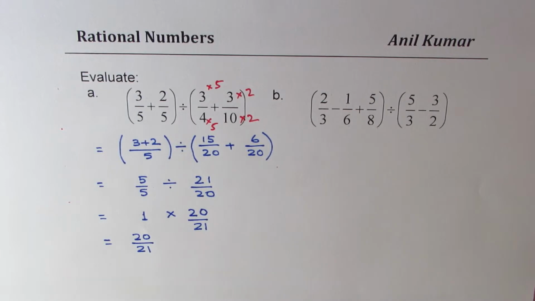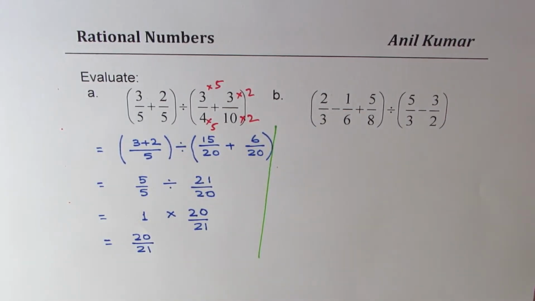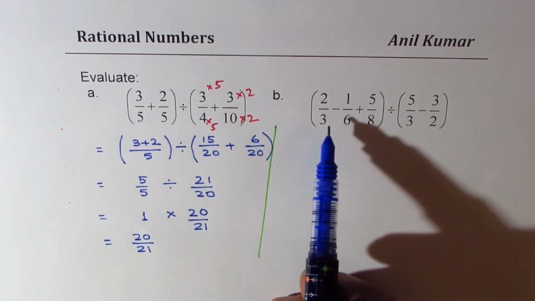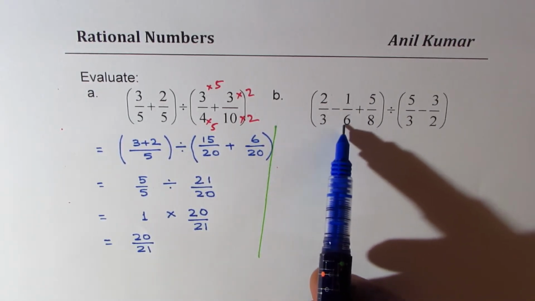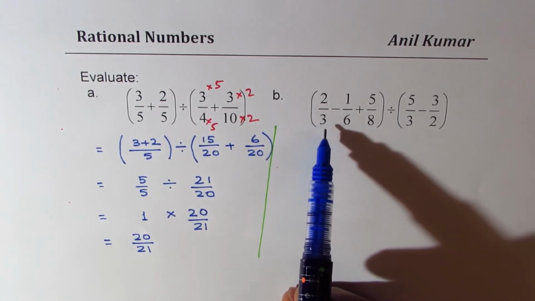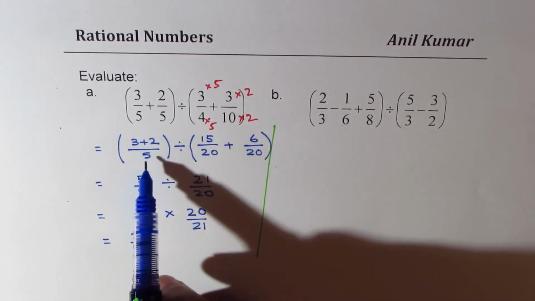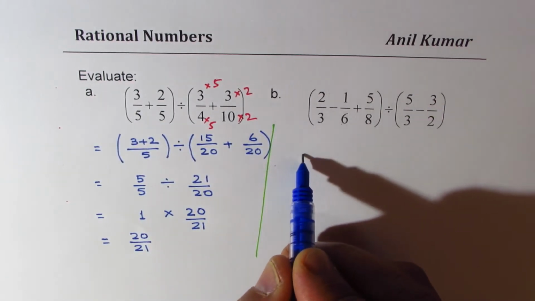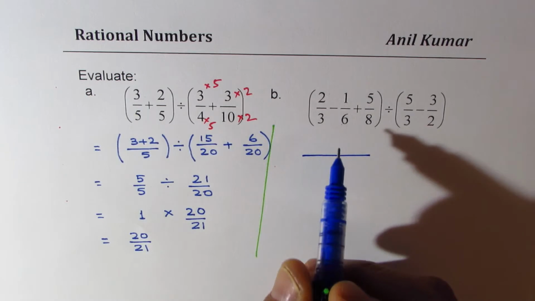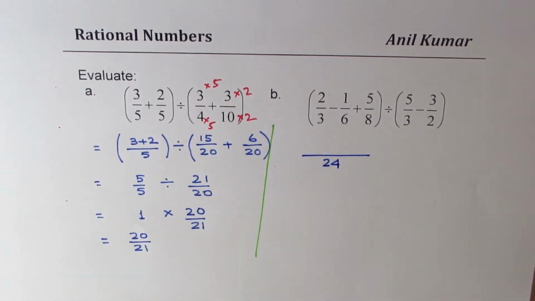So I hope the steps are absolutely clear, correct? Now let's do the next one. Now in this case, in the first bracket, we have 3, 6, and 8. Now what is the common denominator? It is 24, right? So you could also write this common denominator as under one line. So we could write this as 24 as our common denominator.